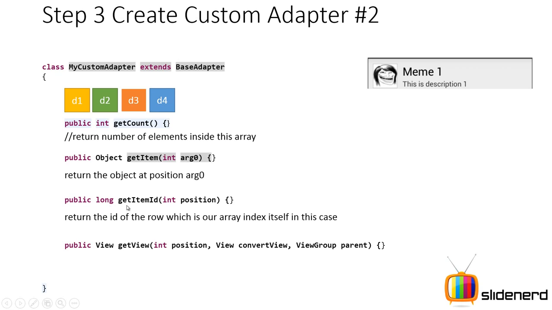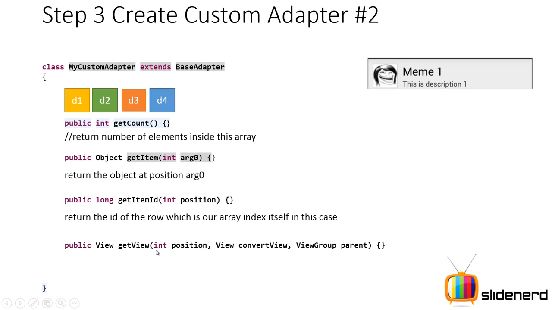And then there's the getItemId method, which again takes a position. You're expected to return the ID of the row, or in plain simple English, the way by which you identify your rows. If you remember, here we simply identify the elements by saying 0 for the first element, 1 for the second element, 2 for the third element, and so on, right? In other words, we simply use our array indices to identify which item is present at which position, and hence we will return that array index itself.